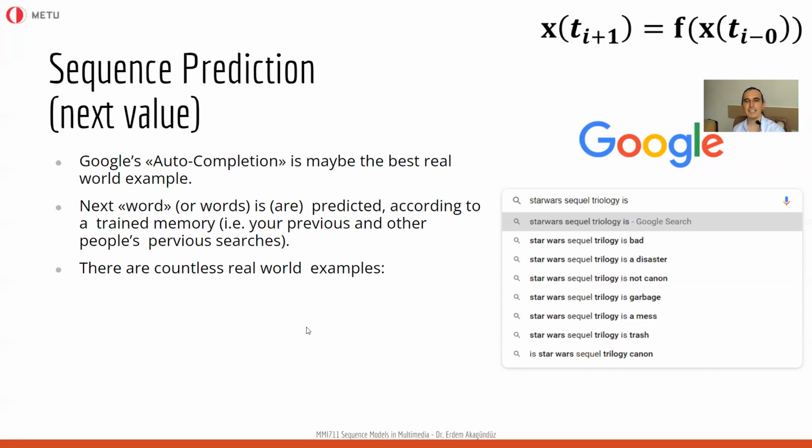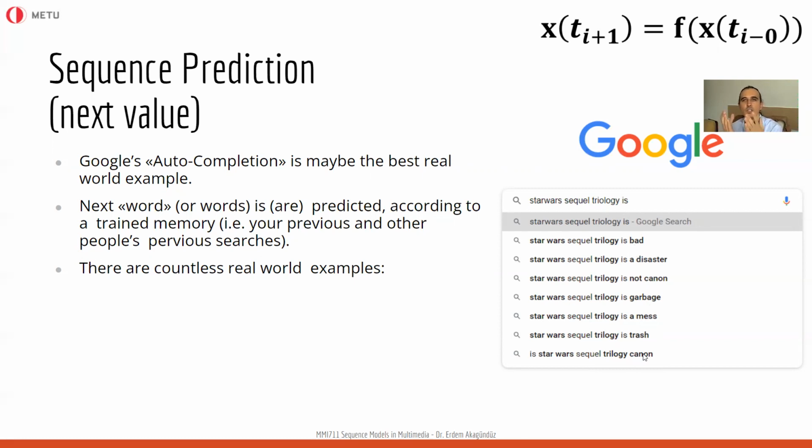When you write something, Google tries to predict your next word according to the searches of the world and according to your searches. For example, this is one of my searches, guys. I specifically did this for this slide. I have written Star Wars sequel trilogy is, and the first thing that came is bad, disaster, not canon, garbage, mass, trash. And the first positive one was canon, was the last one. Try it at home. If you don't hate the sequel trilogy, just like I do, you will have different results.